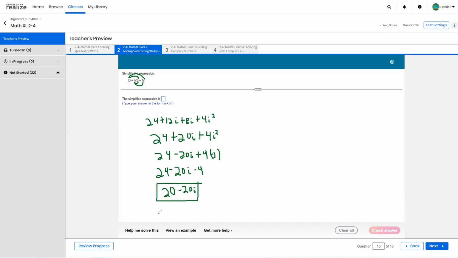Because we want to write that in the form a plus bi. And there you go. So the only thing different than normal is when you get i squared, you've got to substitute in negative 1.